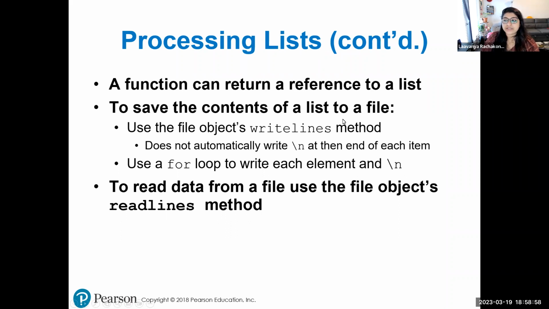To save the contents of the list to a file, we can use the write_lines method. It does not automatically add the \n, that is the new line. So you'll have to make sure that you are adding the new line when you are saving all the contents from your list into a file. That is, you can use a for loop to write each element and add a \n. When you are reading all the contents of your file and trying to convert that content into a list, then you can directly use the read_lines method.